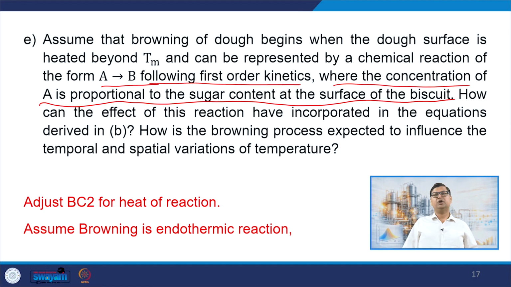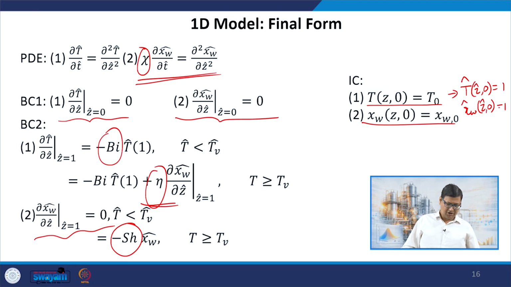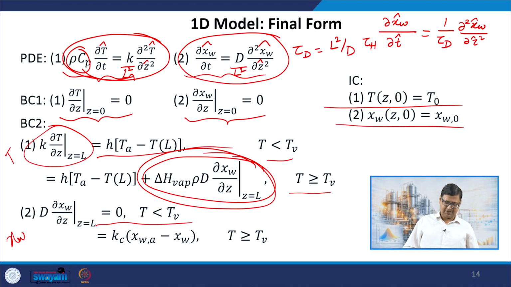Now, how can we incorporate that effect in the equations derived in B, and how is that expected to influence the temporal and spatial variation of temperature? Just think about it, the reaction that I am getting from here can be endothermic or exothermic, and whatever heat of reaction I am getting is now the extra heat that I have, right. So, just like whatever I had here, in this case I accounted for the evaporation until here, right. So, now I will add another condition for T higher than Tm, right.